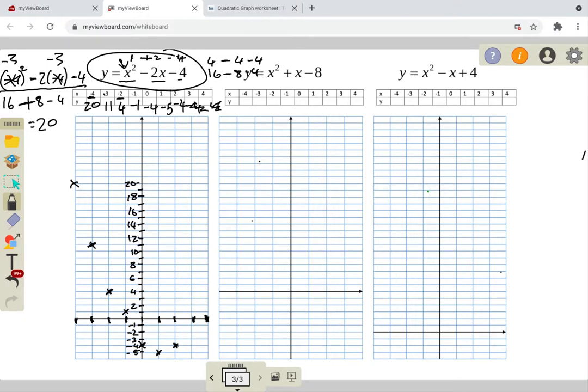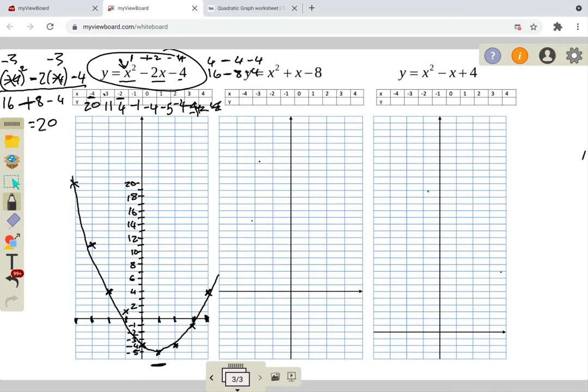And then the next one, 3. So if I substitute 3, I get 3 squared is 9. Take away 6 is 3. Take away negative 1. So that goes 3, negative 1. And then 4 was 4, 4. Okay. So I get something like that. Now my minimum point is here. So make sure you don't go past that point. Okay. And there we are. Okay. So that is the quadratic curve for that equation.